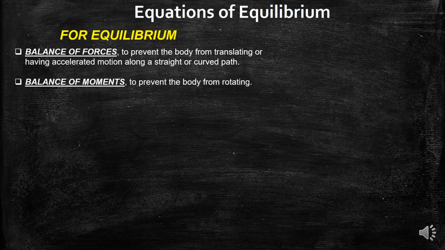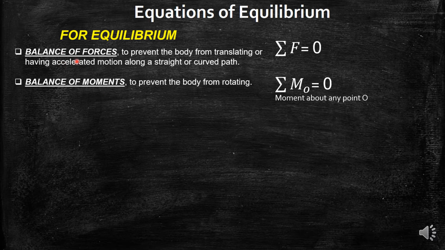So for equilibrium, there should be balance of forces and balance of moments. Why do we need to do balance of forces? Because we want to prevent the body from translating or having an accelerated motion, and that accelerated motion can be along a straight path or a curved path. And there should be a balance of moments. Moments are trying to rotate the body, so we want to balance the moments so that the body is not able to rotate.